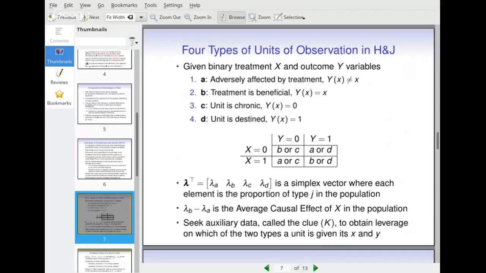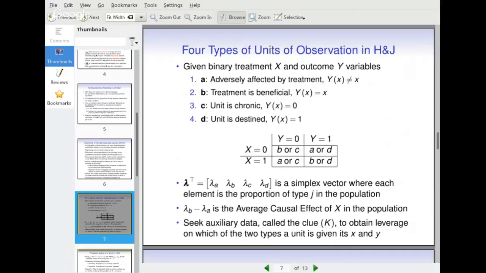And then the fourth type is type D, or units which are destined. This is a country or a unit, whatever, for which Y is going to be 1, irrespective of X. So if X is 0, Y is 1. If X is 1, Y is 1. Either way, it doesn't matter if they get the treatment or not. They're just always going to be Y equals 1. So those are the 4 types. They're mutually exclusive and exhaustive. Each unit of observation, country, person, whatever, has to be one of those 4 things if Y and X are binary. But we don't observe directly the type of each country.